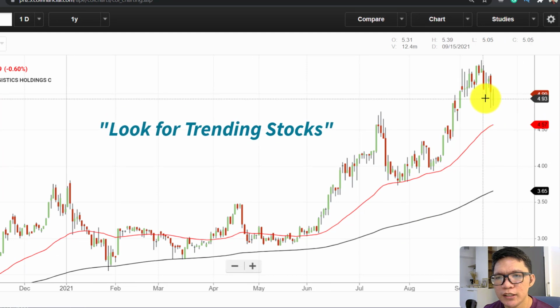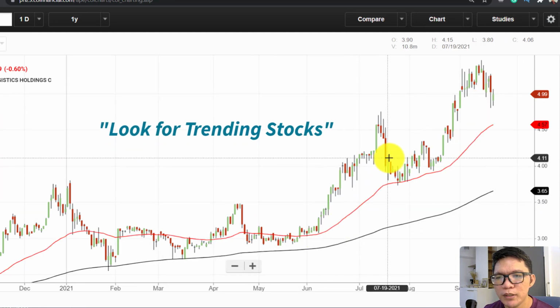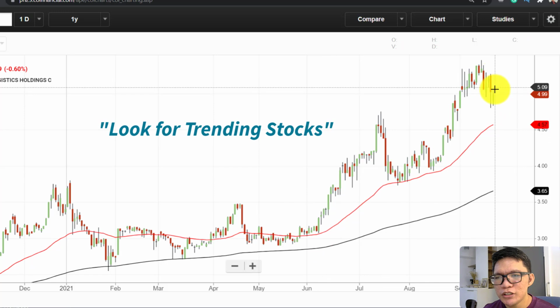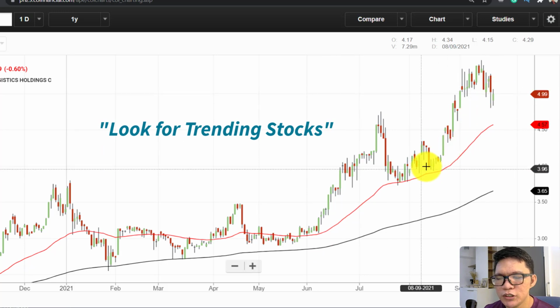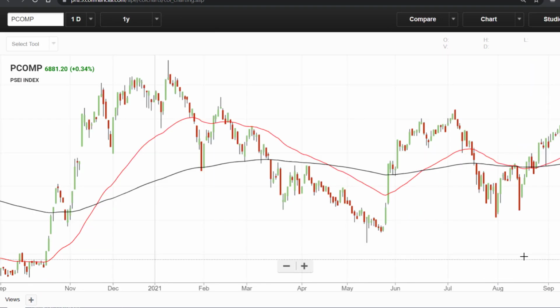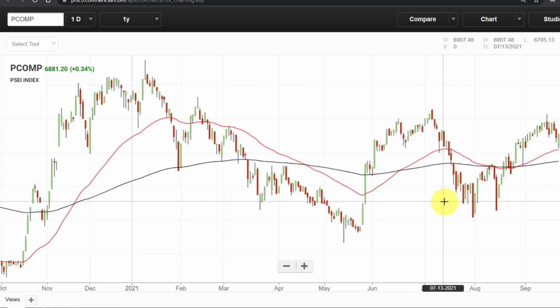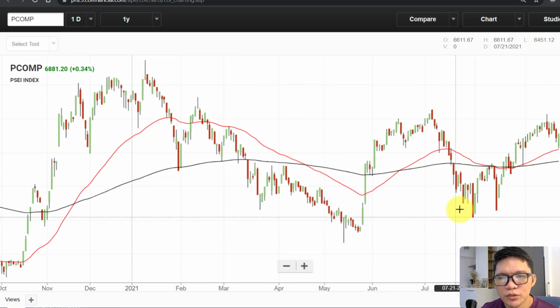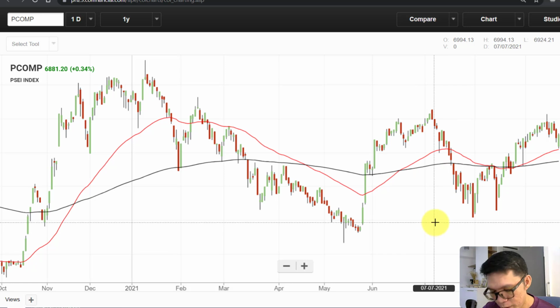So mas madali sanang kumita ng pera dito because bibili ka lang and then you just follow the trend ng stock, which is in this case uptrend. Unlike yung kanina na PSEI, sideways siya. So ang hirap kumita ng pera whenever your asset or your stock price is sideways. Ayan, so sideways si PCOM. Okay, so yun yung second advantage ng paggamit ng moving average.